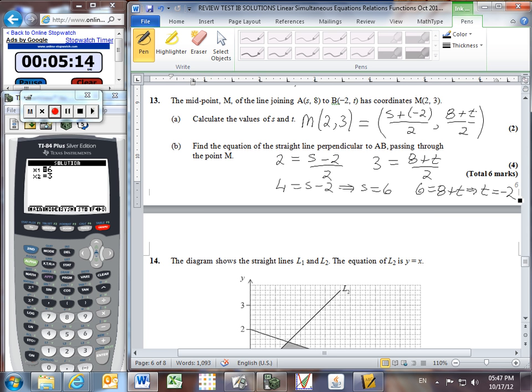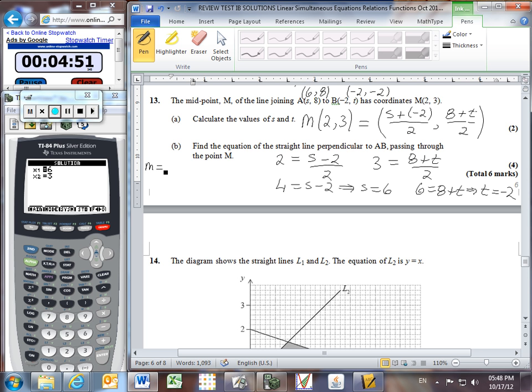Alright, well, we better find the slope between A and B first, and then the perpendicular line, its slope will be a negative reciprocal. We know that s is equal to 6, so we're dealing with the point (6, 8) and we're dealing with (-2, -2). So let's find the slope between these two coordinates.